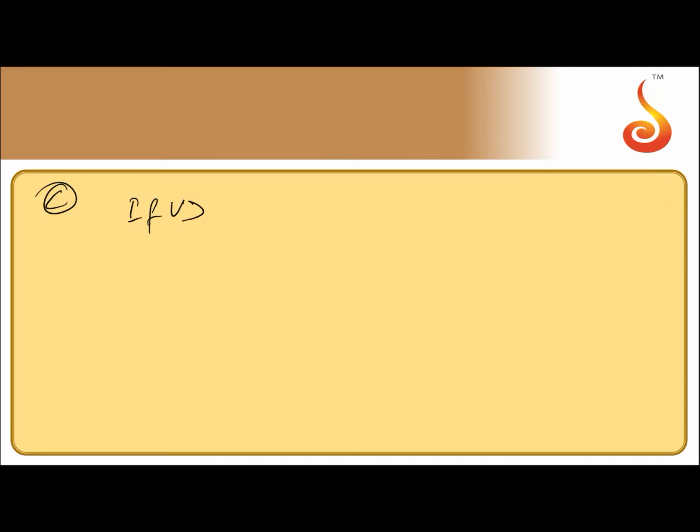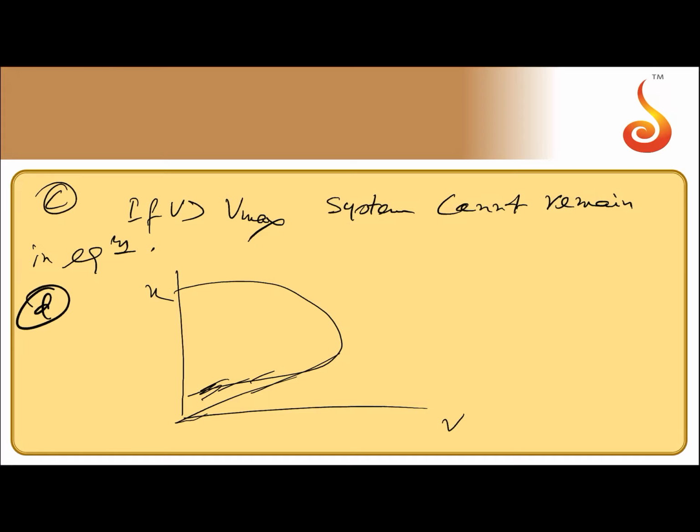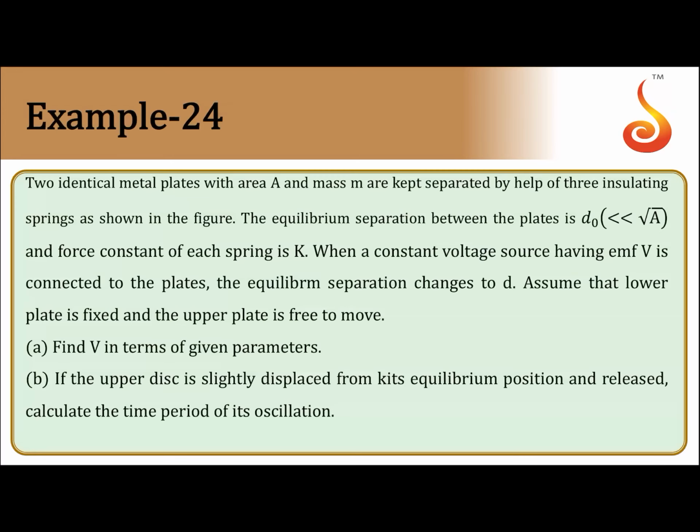Third part of the question is, if V is greater than V max, system cannot remain in equilibrium. D part, we have to plot the graph. So graph will be appearing like this, X versus V. V max.